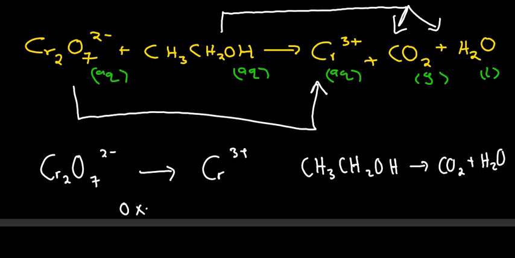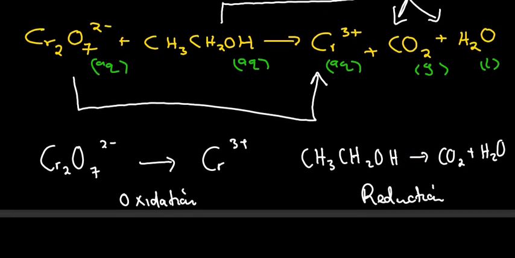This is the oxidation half reaction. Then this is the reduction half reaction. It's automatic. So we identify them. So we have the oxidation half reaction and the reduction one. You always have to split it like this. Then we'll start balancing them.